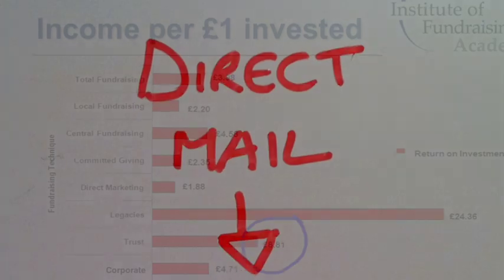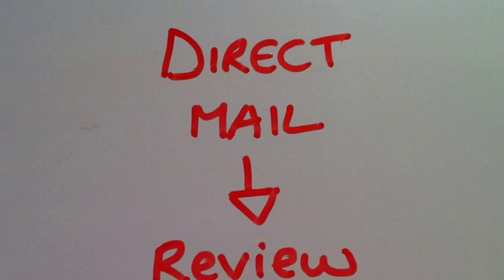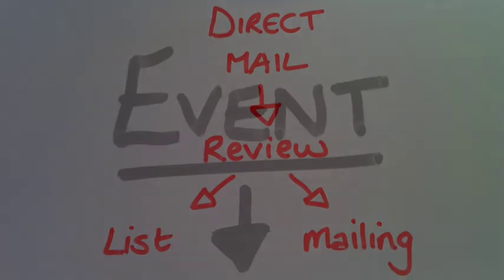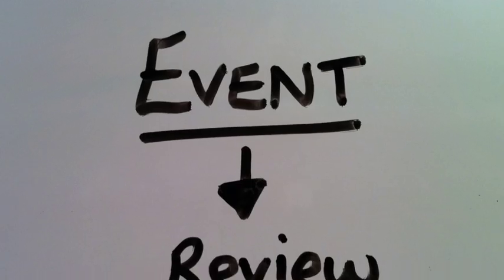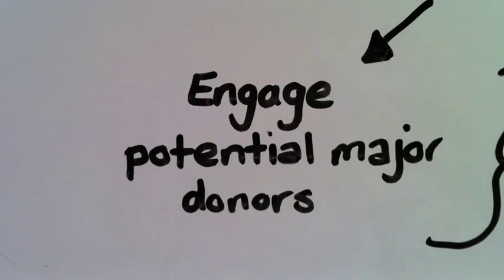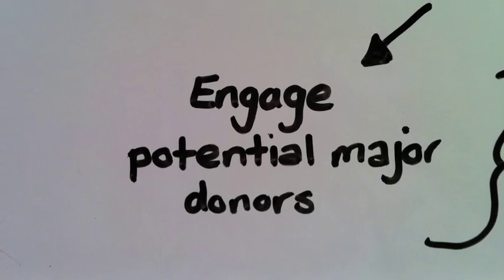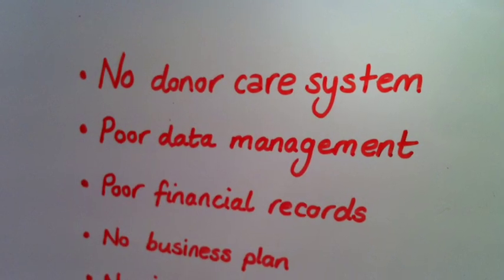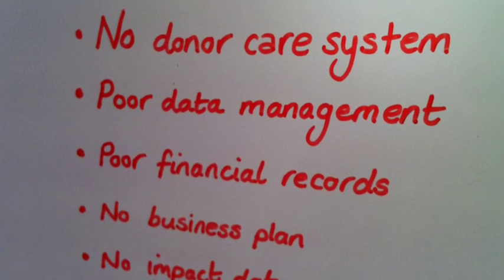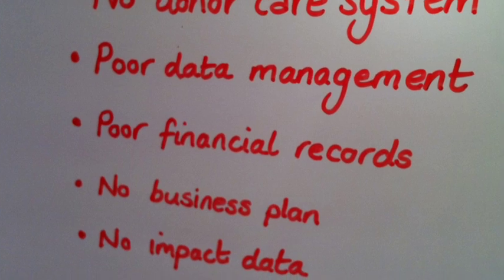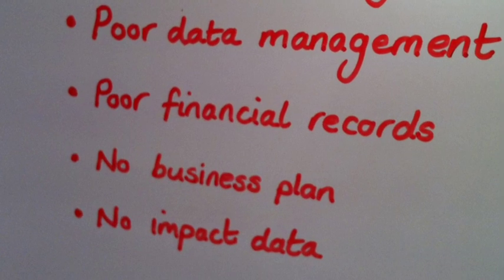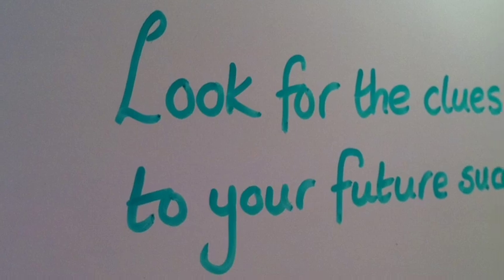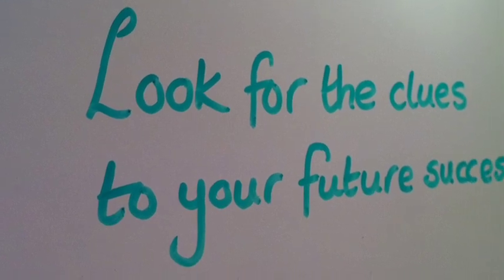In exactly the same way, Amir will review the direct mail campaign and look at the list that was used and the content of the mailing. He'll also look at the event and see if there were any conversations with potential major donors who might have long-term value for the organisation. And of course, Amir will look at all the other elements of the internal structure that may be impacting his fundraising. The results of an internal audit can be overwhelming, but remember, it's full of steps towards improving your fundraising in the future.